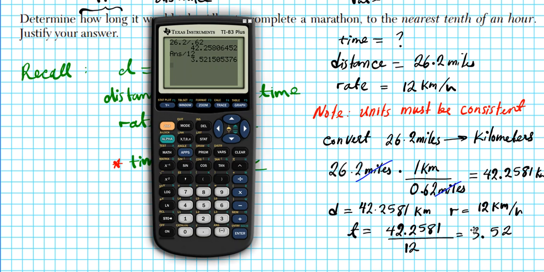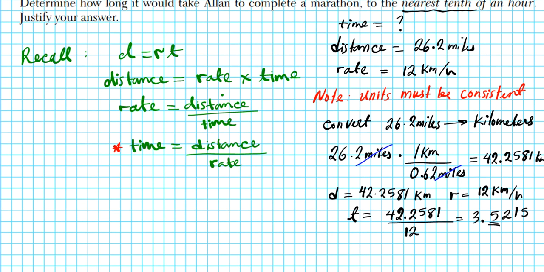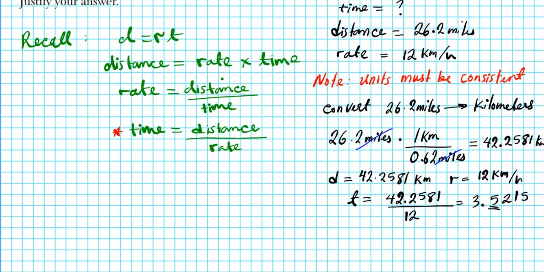But let's go back to the question. We're asked to round to the nearest tenth or just one decimal place. So we're rounding to that place right there. The number behind is less than 5, so that means we're going to truncate. Okay, no need to round up. So our time to the nearest tenth is going to be 3.5 hours.